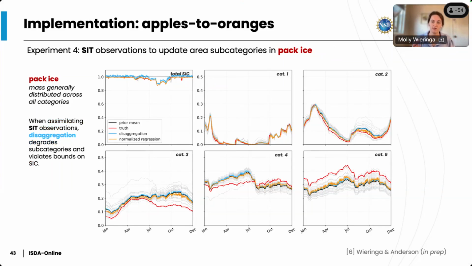The blue line shifts away from the true state and violates the upper bound on total sea ice concentration in the upper left pretty consistently, which is largely because the sea ice thickness observation increment has no knowledge of the upper bound on sea ice concentration.